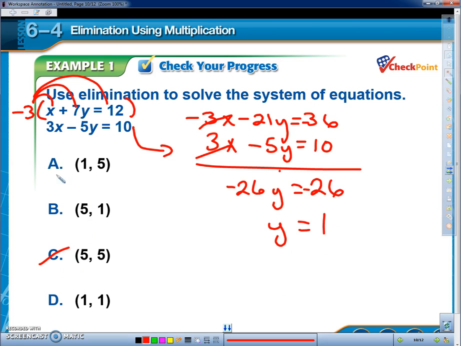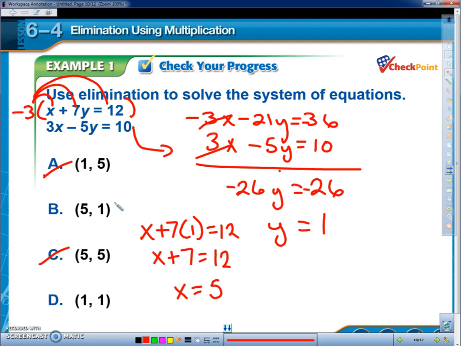Well, right now I'm going to get rid of C and A right there. I'm left with B and D, and now I'm going to take the 1, put it back into one of the equations and work it out. I'm going to use the first one just because it looks a little bit easier. x plus 7 times 1 equals 12. x plus 7 equals 12. x is 5. And that looks good for answer B right there.